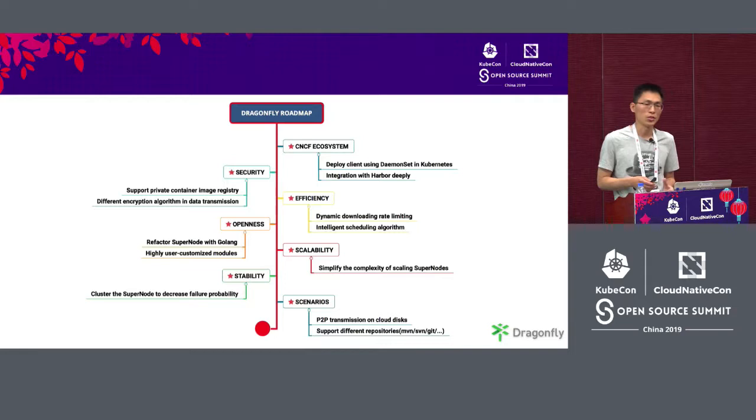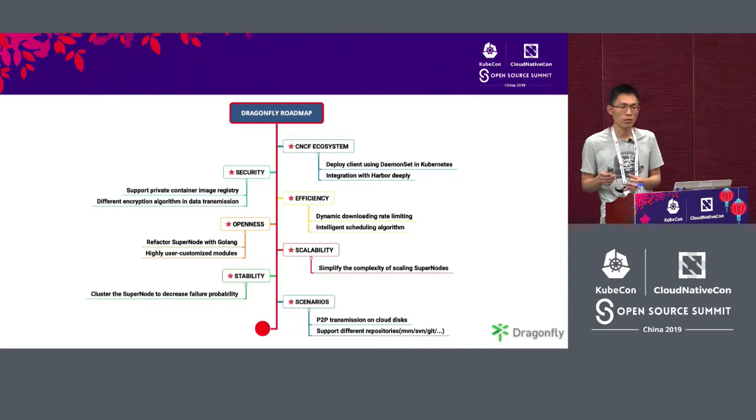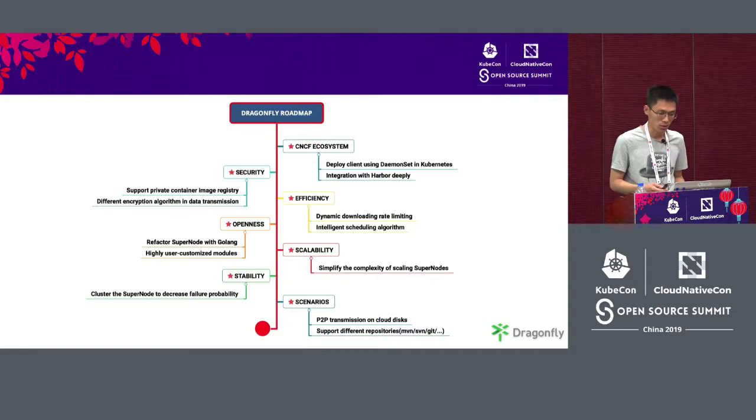We will support more cloud disks. The entire Alibaba group will move to cloud, so backend storage is via cloud disk. Therefore, we will support more cloud disks. And in the future, we're going to support different repositories, which include Ledgers, Maven, Git, etc. So this is our roadmap.